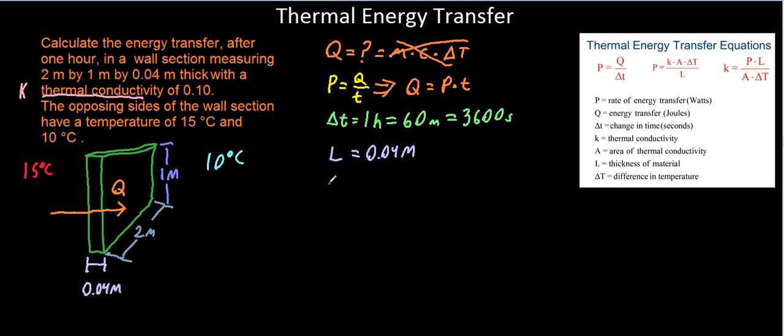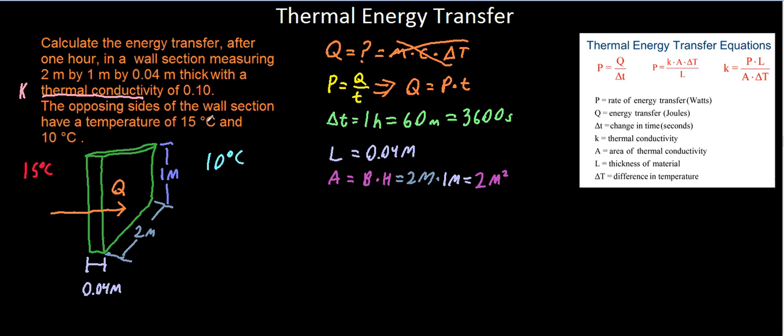So our area, our formula for area of some structure is base times height. And of course, the length of our base is 2 meters of our wall. And we're going to multiply that by our height of our wall, which is 1 meter. And what do we get? Well, we get 2 meters squared.